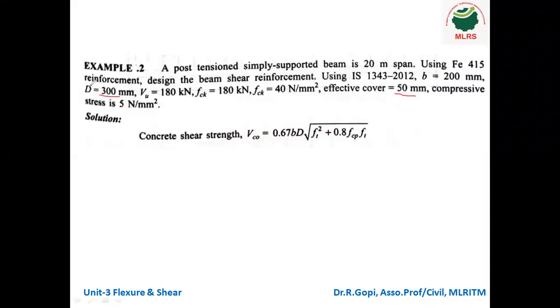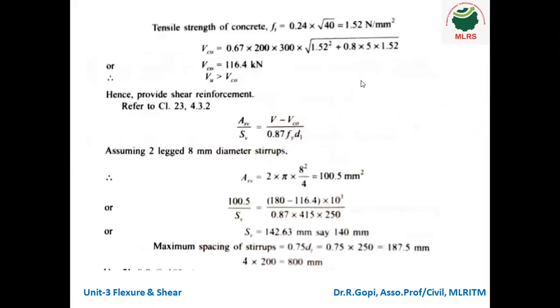What is effective depth? Effective depth is 300 minus 50. So capital D, what is capital D? We know that capital D is nothing but the overall depth. So 300 minus effective cover 50, it is 250 mm. So substitute the value. We know that Sv, that means spacing of the stirrups, we got 142. So you round down to the lower value, 140 mm center to center. This is the stirrup spacing.